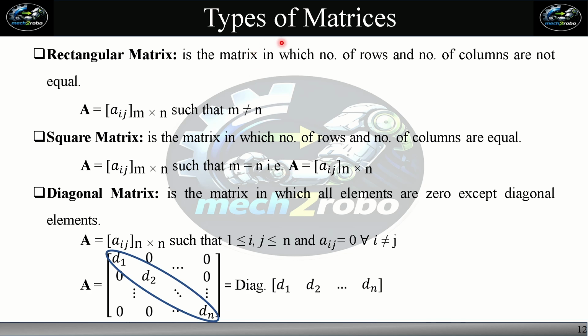Types of matrices. First one is rectangular matrix. It is that matrix in which number of rows and number of columns are not equal to each other. We can say that M is not equal to N.